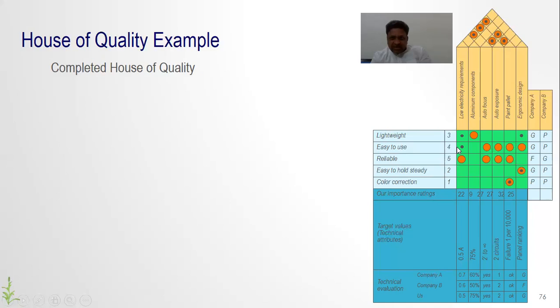Then the weightage related to low electricity requirement, 0.5 ampere. Then aluminum component, 75%. Autofocus, 2 to 0. Then auto exposure, 2 circles. Failure 1 per 10,000, that is the paint palette. Then panel ranking, that is ergonomic design. So these are the permutations and combinations of two different companies' requirements pertaining to the camera.